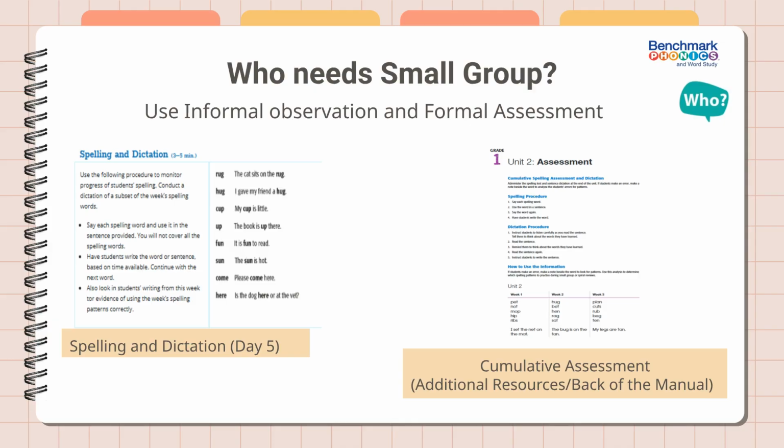One formal assessment is the spelling and dictation. This is a great way to monitor student progress. Another option for assessment is the cumulative assessment found at the back of the book. Regardless of which assessment is given, teachers need to use formative assessment to determine who needs to be pulled for explicit instruction within a small group.